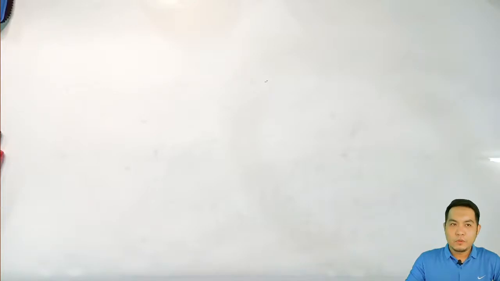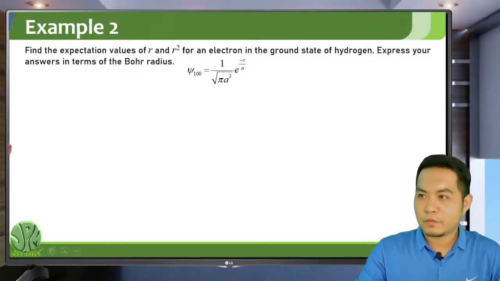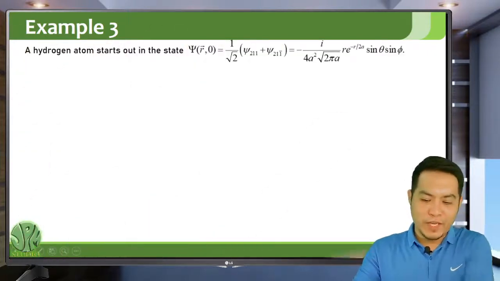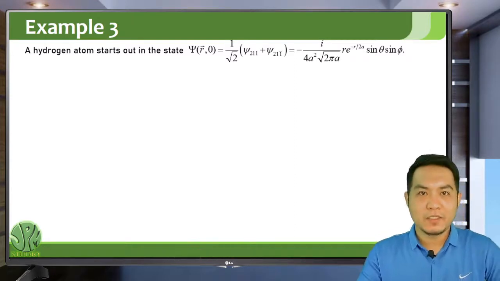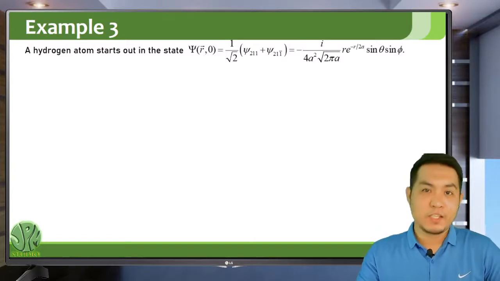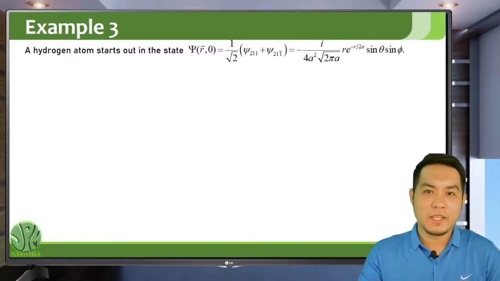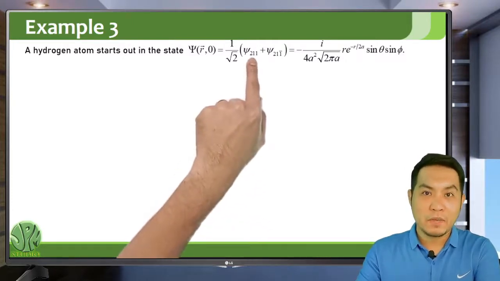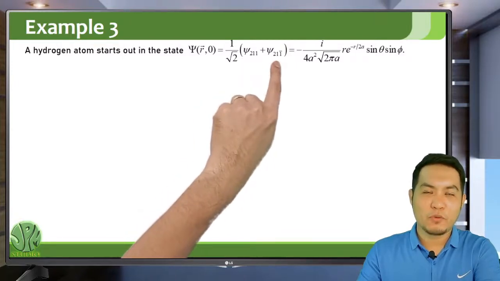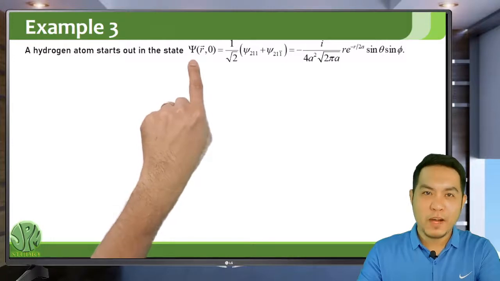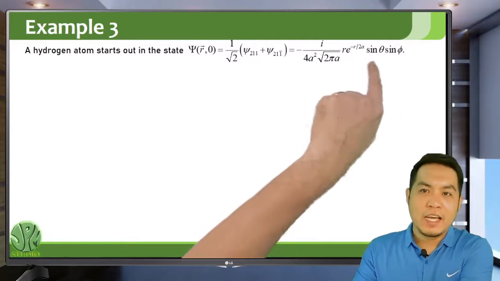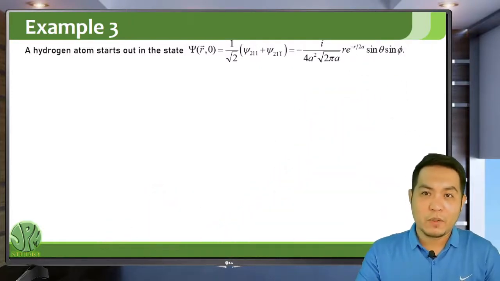So let's now go to another example. This is a classic problem in quantum mechanics. You are given a particle in a system, and you are given the initial wave function. A hydrogen atom starts out in this state. It's a linear combination of these two states, psi 2 1 1 and psi 2 1 negative 1. The initial wave function is given as a linear combination of two stationary states, and it's given in terms of spherical coordinates r, theta, and phi.